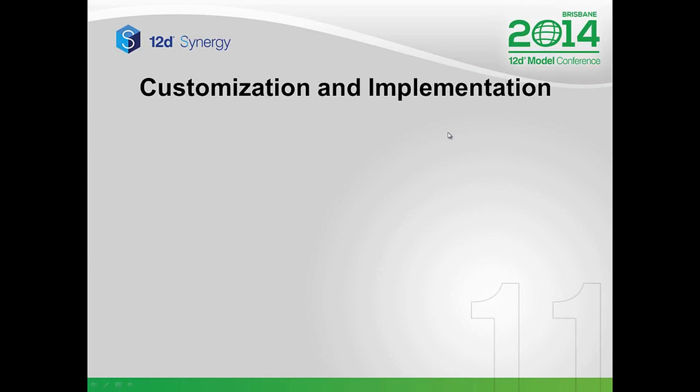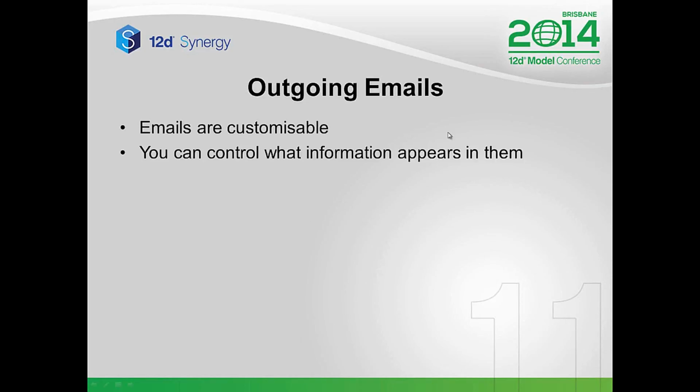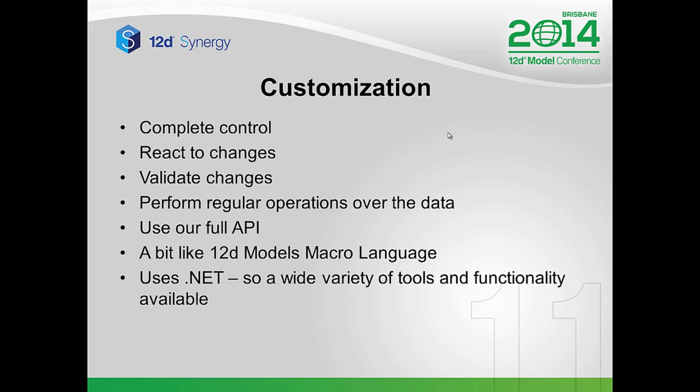I'm now going to talk very briefly about customization and implementation of 12D Synergy. It's important to realize first of all that all outgoing emails are customizable, so you can brand them however you need and control what information appears in them. If you need extra information about your own internal processes, it can all appear within your emails to make sure people are kept up to date about the information they need to know.